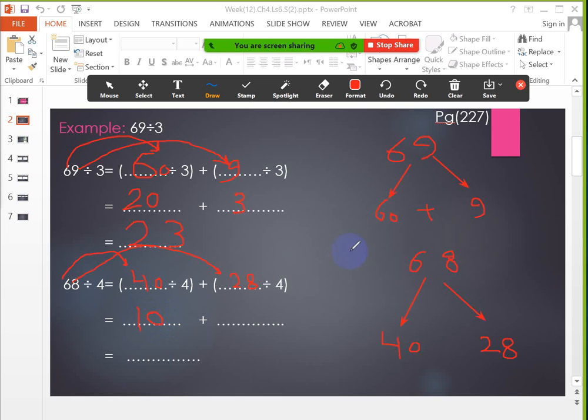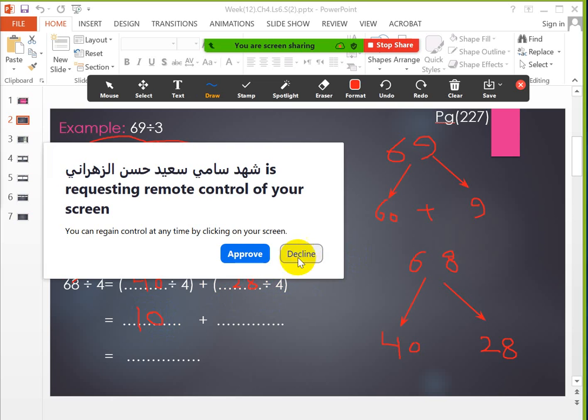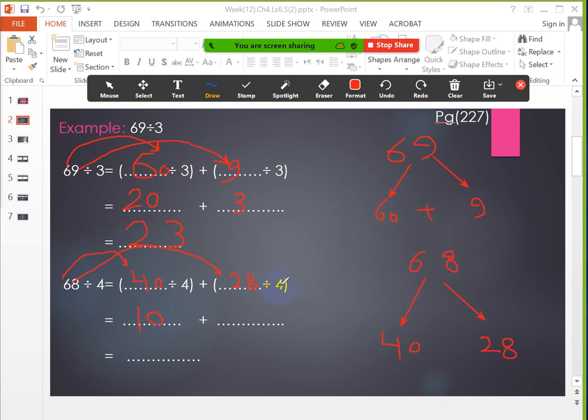Okay? Now, 28 divided by 4, using the multiplication table. What's the number that I will multiply with 4? The answer will be 28. It will be 7. Okay? Now I will add the answers. 10 plus 7 equals 17. So this is the quotient for this division.